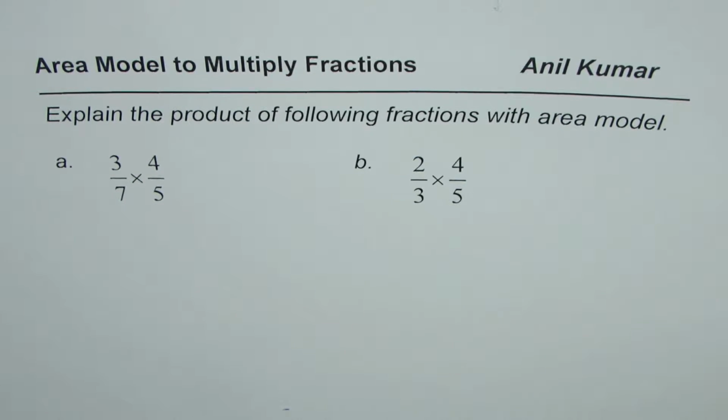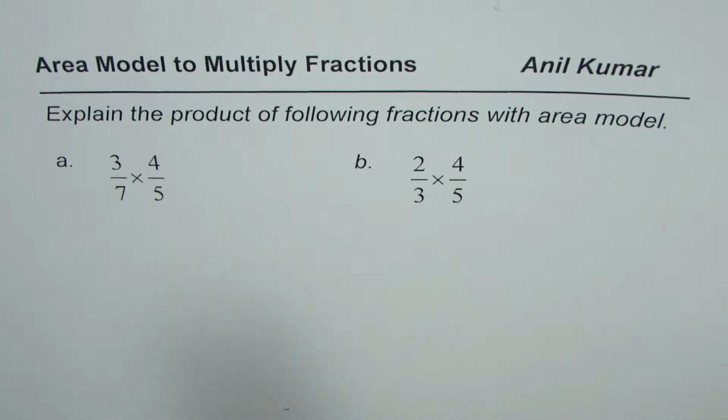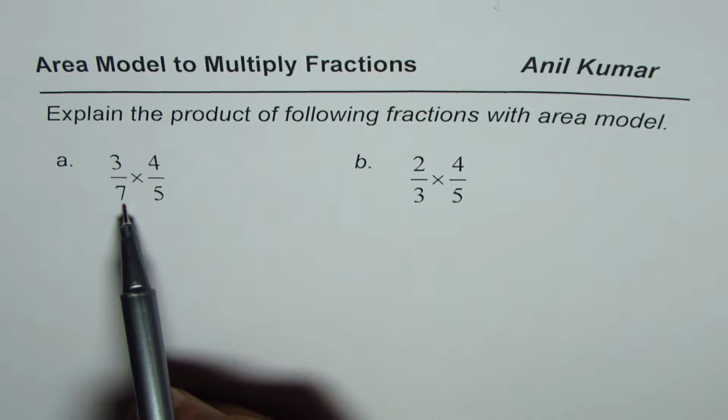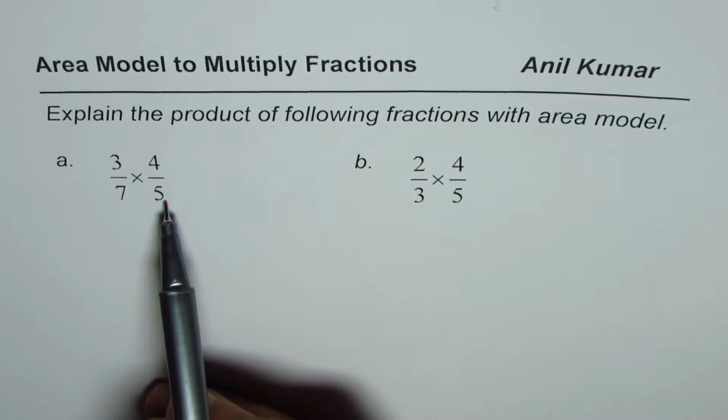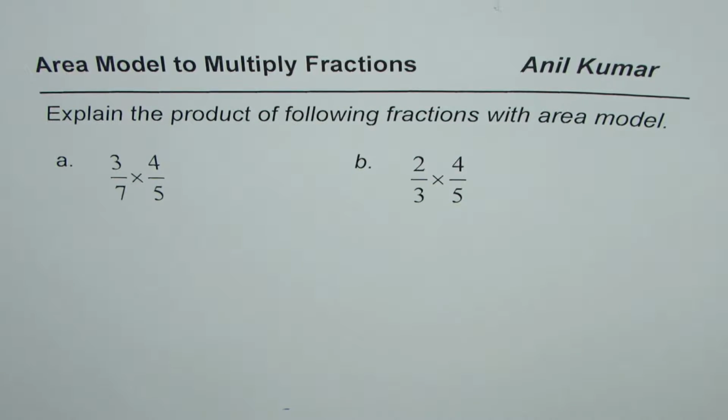I'm Anil Kumar, and in this video I'll explain all the steps which are required to find the product of fractions using area model. The question is, explain the product of the following fractions with area model. We have 3 over 7 times 4 over 5, and part B is 2 over 3 times 4 over 5.